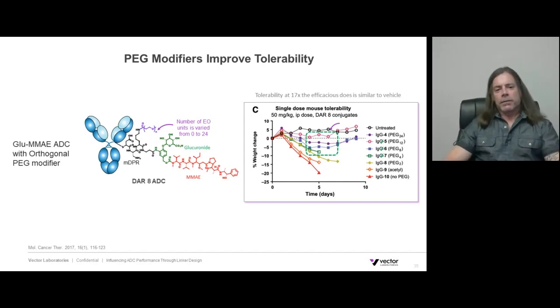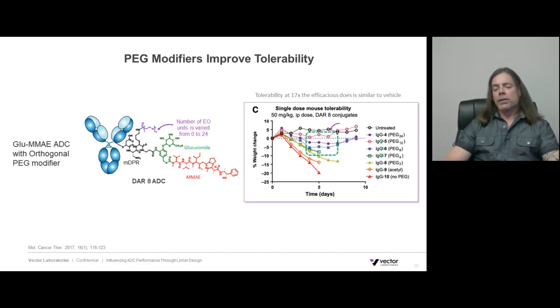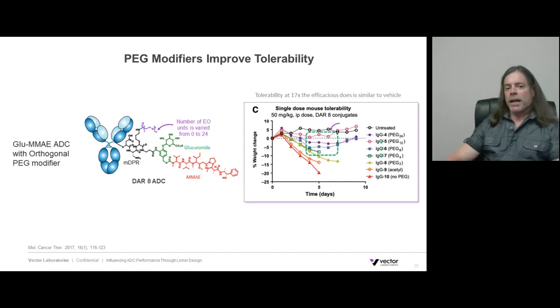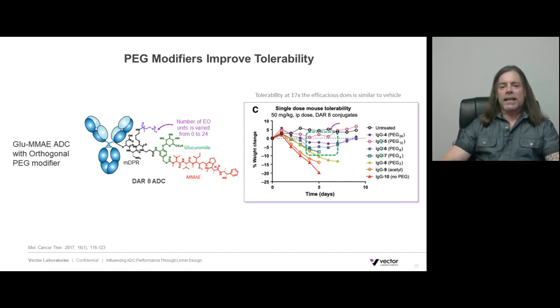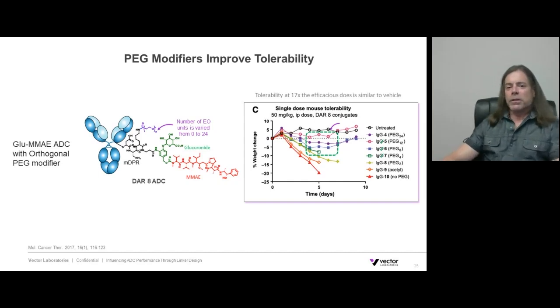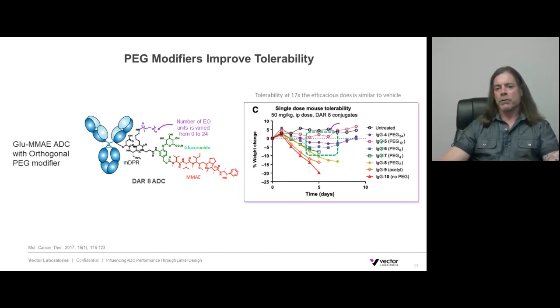They're looking at the effect of that orthogonal PEG modifier on the tolerability as assessed by loss of body weight. They're varying the number of ethylene oxide units in that side chain. The chart over on the right shows the percent body weight change. And what we can see is that for these DAR8 ADCs, their tolerability when dosed at 17 times the efficacious dose is similar to vehicle for the PEG-8, the PEG-12, and the PEG-24 modifiers. So that's a pretty neat finding.